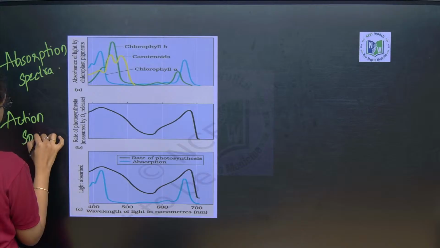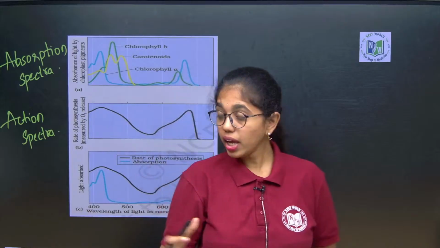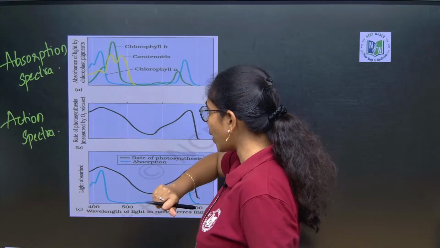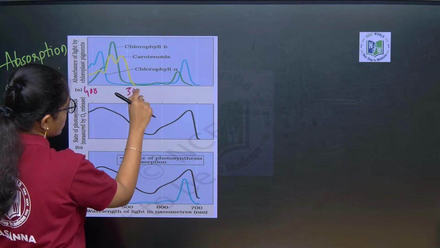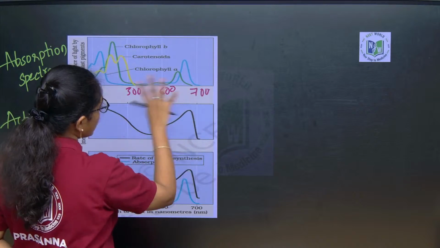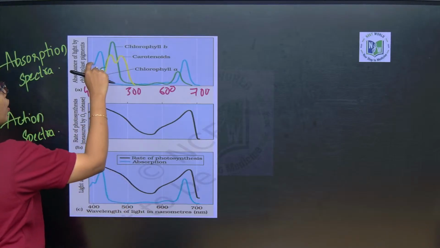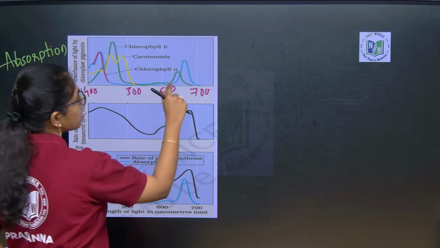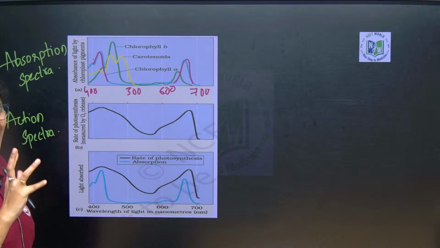Absorption spectra will depict different pigments absorbing light at different wavelengths. Different pigments absorbing different wavelengths of light is depicted in the absorption spectra. If you can clearly see 400 nanometers, 500, 600 and 700 nanometers, this is chlorophyll A. First we will look into chlorophyll A. Chlorophyll A will show 2 peaks, one close to 440 and the other around 680 nanometers. At these two regions, chlorophyll A is showing the absorption peak.